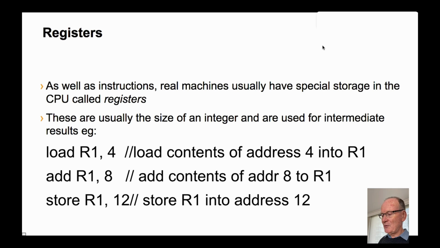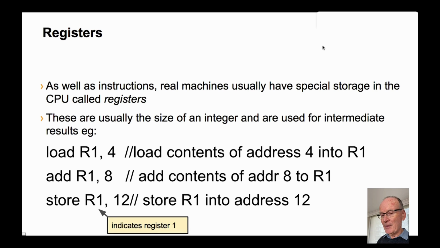So here I've given you 3 instructions as an example. One that loads the contents of address 4 into register 1, and then adds the contents of address 8 to register 1. So you'll get the addition of what was in location 4 and location 8 left in register 1. And lastly, an instruction to store register 1 into memory location 12.